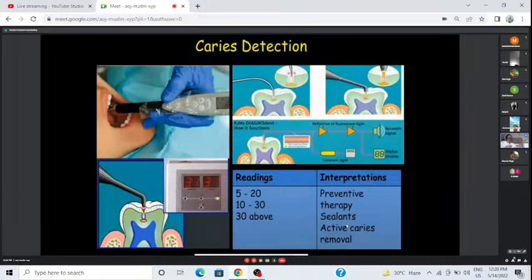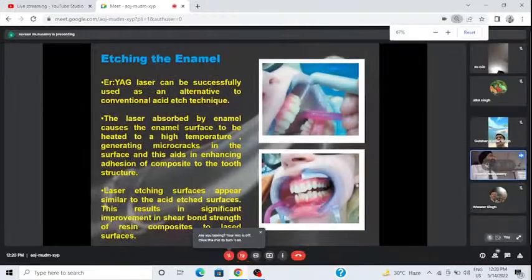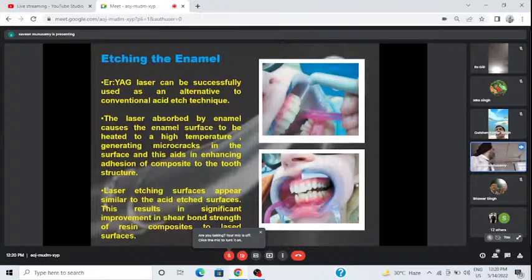Etching of enamel. Obviously, phosphoric acid is used, easy, simple, and cheapest. But if you have by chance a laser, you can use this because the laser absorbed by the enamel causes the enamel surface to be heated to a high temperature, generating micro cracks in the surface. This aids in enhancing adhesion to the composite.